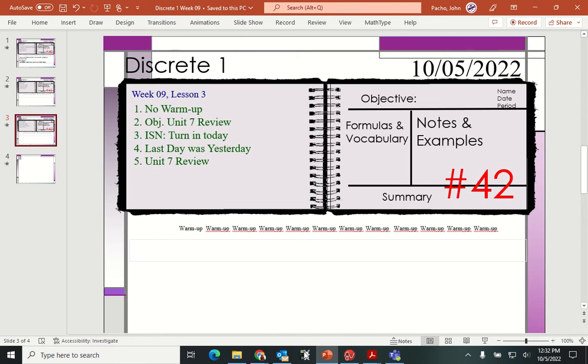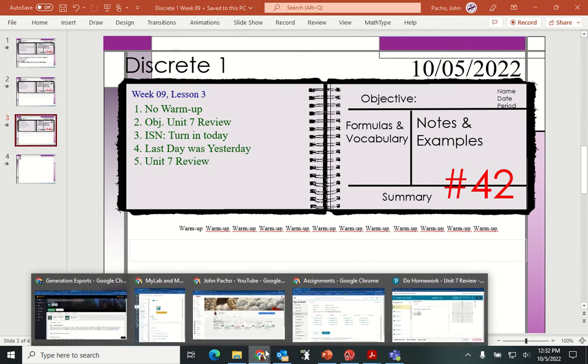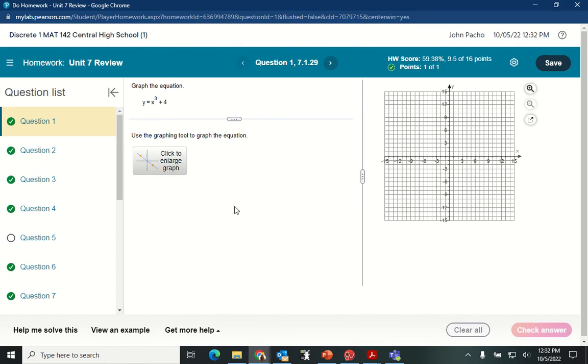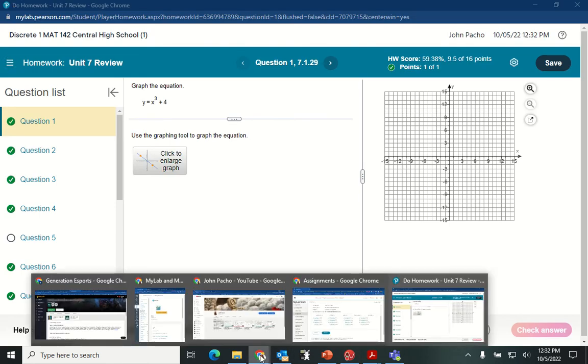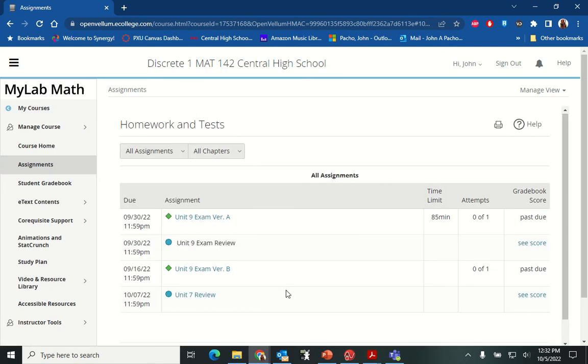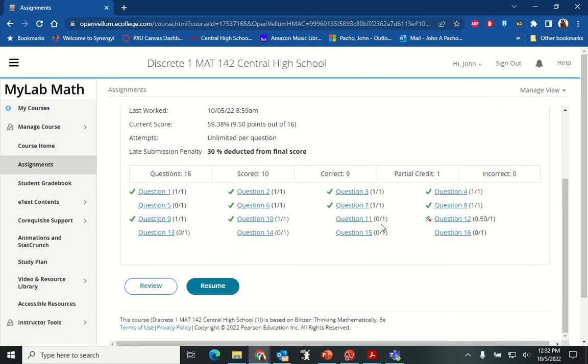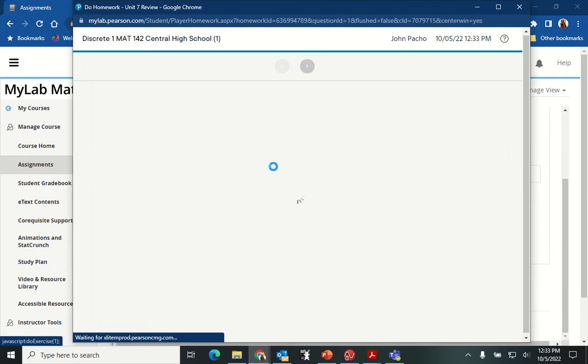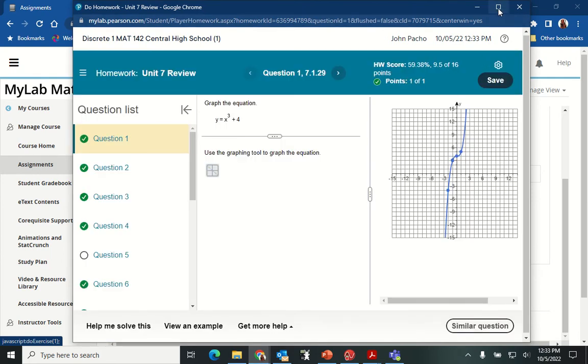So let's go ahead, and I already have it up. And it is right there. So if you don't know how to get there, this is what I did. I went to my MATLAB, went under the assignments, and Unit 7 review. And then I've done a couple of them here already, but I want you guys to actually go and click on yours. Each one of these is actually unique. Not completely unique, but some of them will have the same as what I have.